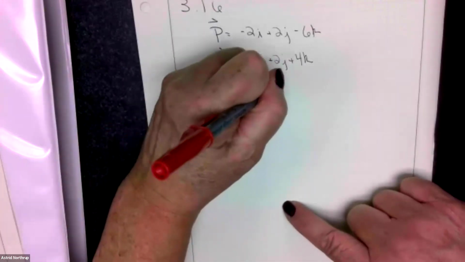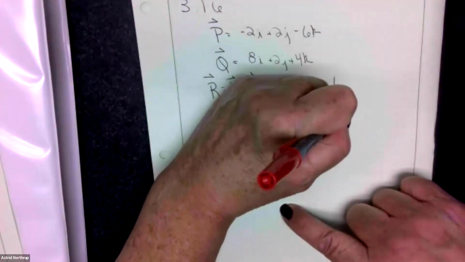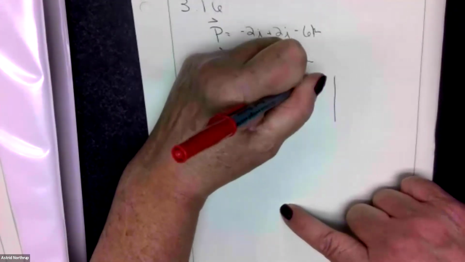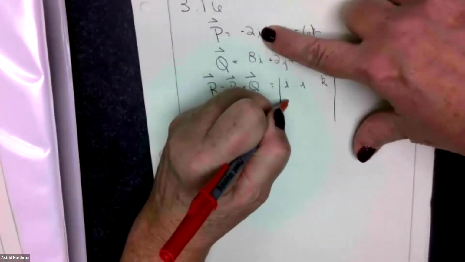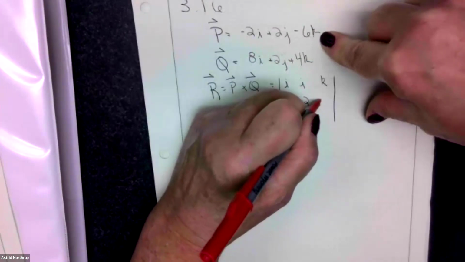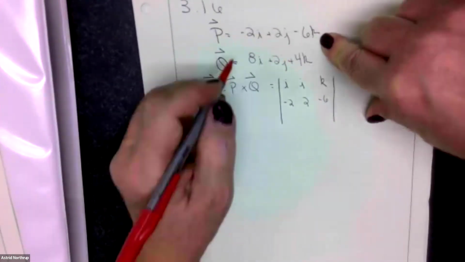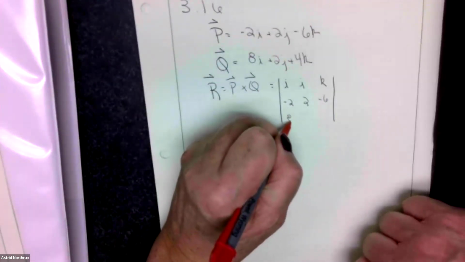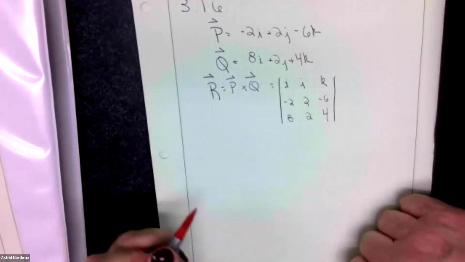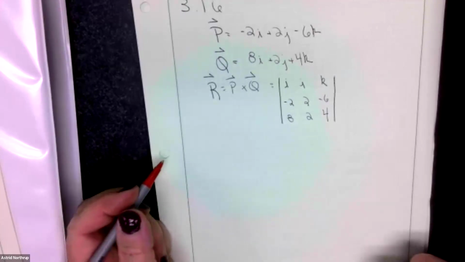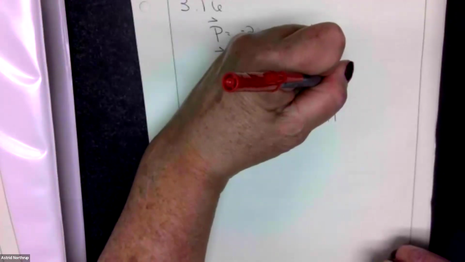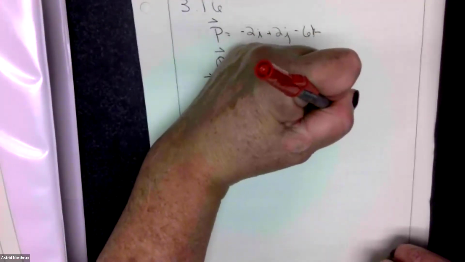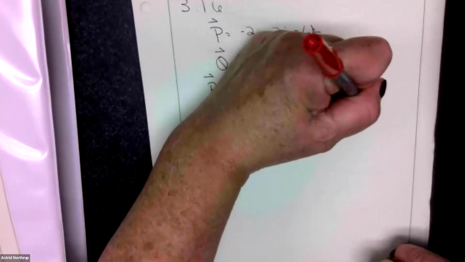All right, well, I set up a determinant. My top row is I, J, K. My middle row is the components of P: negative 2, positive 2, negative 6. My third row is 8, 2, and 4. Using the method that your authors use, you would reproduce the first two columns. So I would write out here I, negative 2, 8, J, 2, and 2.